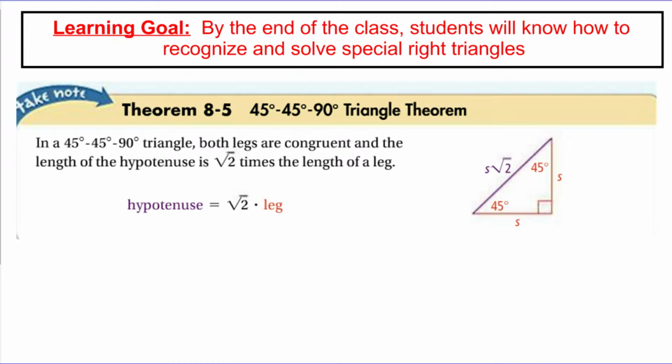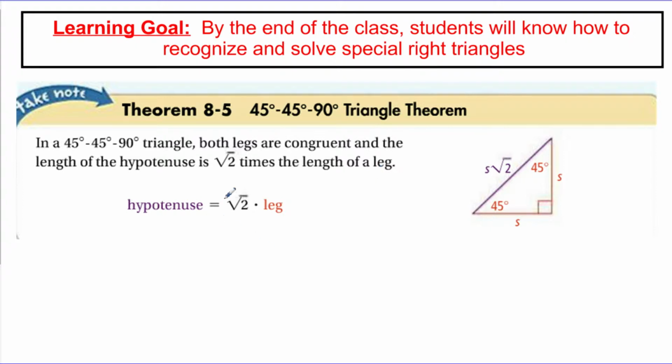If you remember the isosceles triangle rules, we said that across from equal angles will be equal sides. So if I travel from the 45 to its side, and I travel from the other 45 to its side, those should be the same. In this definition, they're calling those sides S. So both legs will be congruent, and the hypotenuse will always be the square root of 2 times the leg.